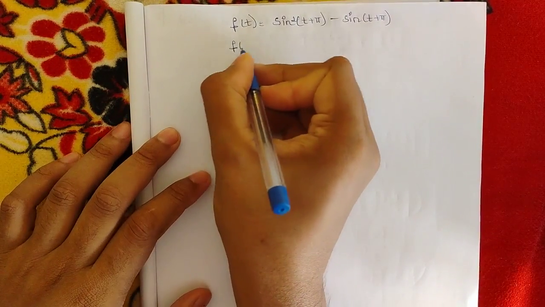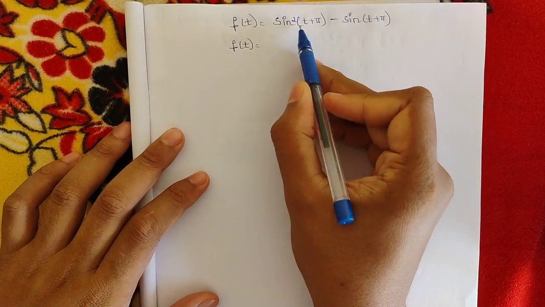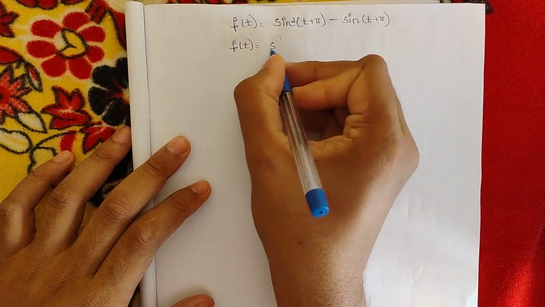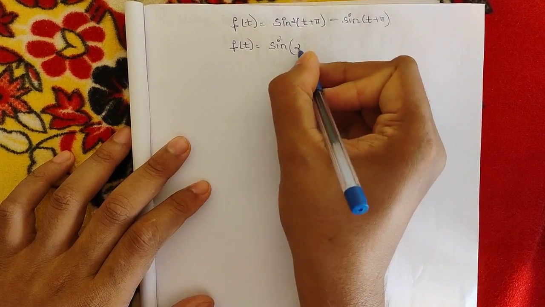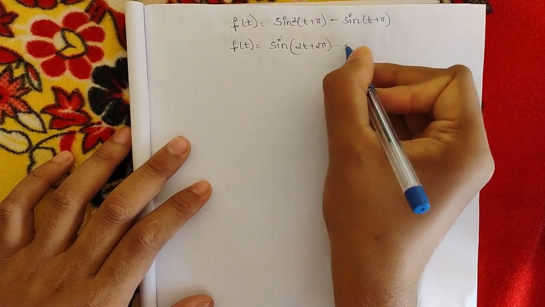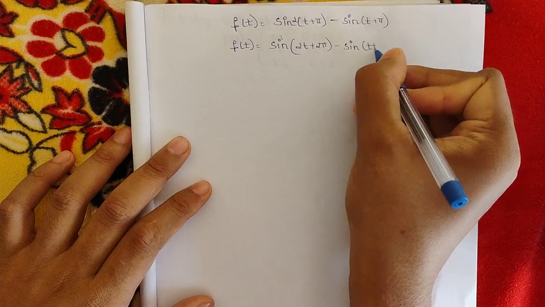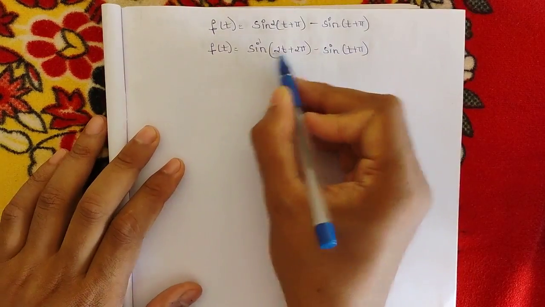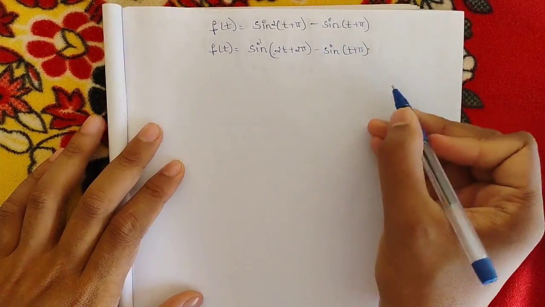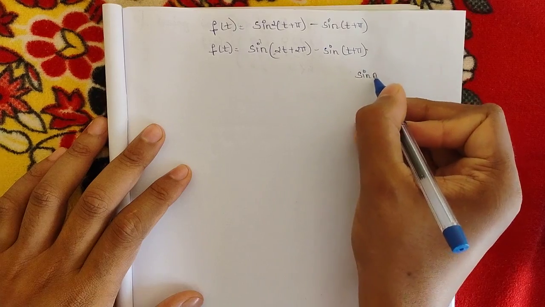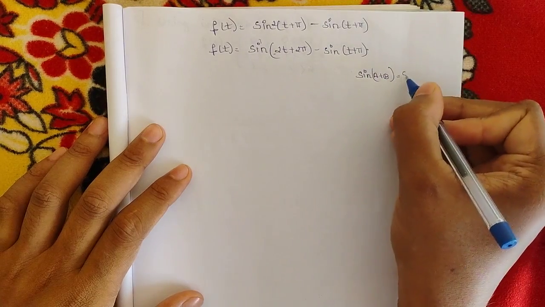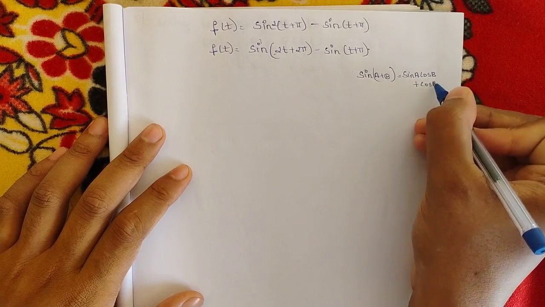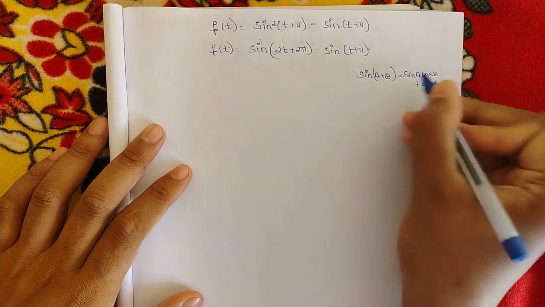f of t is equal to sin 2 into t plus pi minus sin of t plus pi, that is, now multiply 2 here, sin of 2t plus 2 pi minus sin of t plus pi. Now how to solve this here? If you observe, both the terms are of the form sin of a plus b, right? According to one trigonometric identity, sin of a plus b is given as sin a cos b plus cos a sin b.